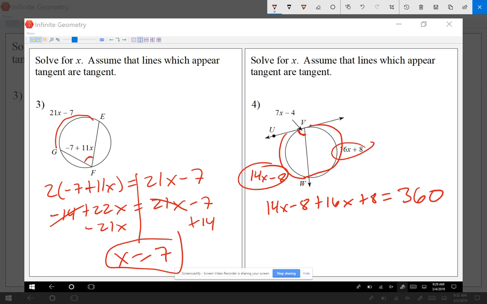Now the rest is just algebra. On the left side, I'm going to combine my like terms. 14x plus 16x, that's 30x. Negative 8 plus 8, 0. So it goes away. So I have that 30x equals 360. Divide both sides by 30. And in this case, x happens to be 12. But once again, 2 times the angle is equal to the arc that it makes.